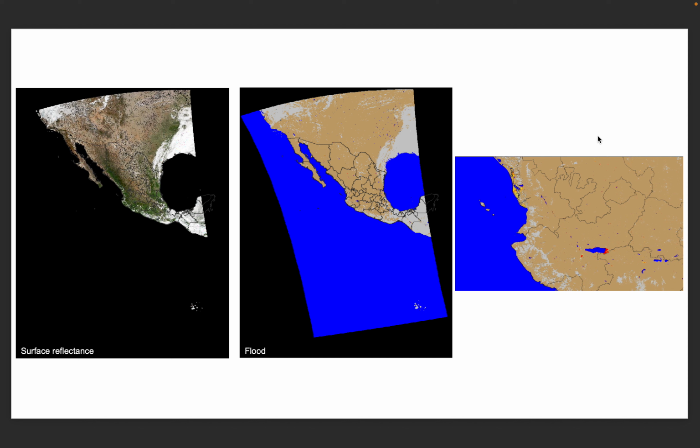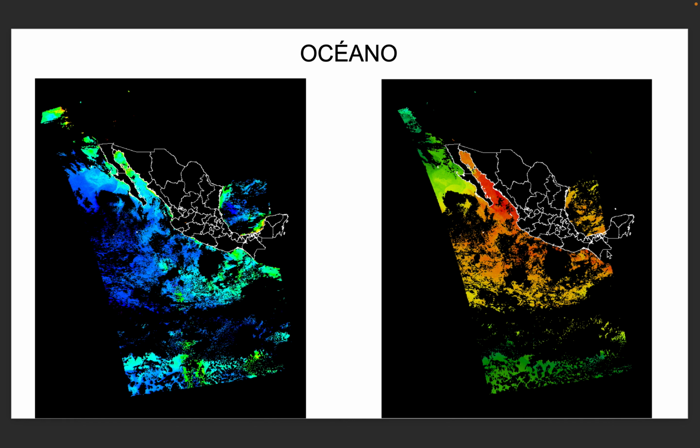Surface reflectance, and flood. I also showed this example last time. This is the biggest lake in Mexico, Chapala Lake. And the red shows that the lake is growing, which is good. In the ocean, what is this? Temperature, no? SST, I guess. And this is also vegetation, no?